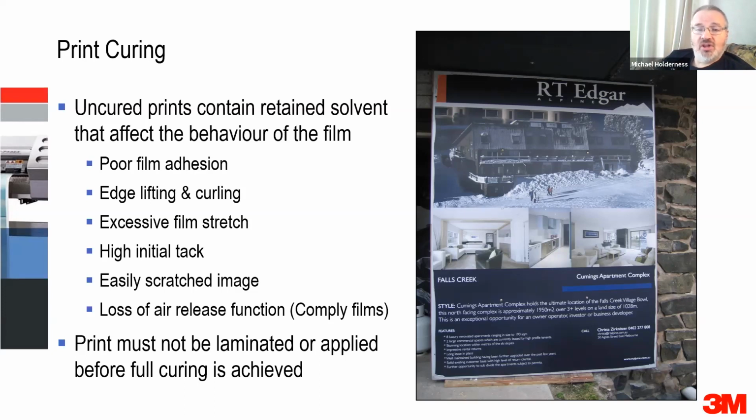You can see from this image, which is an Australian image from out in the snowy mountains, where this graphic was solvent printed and then applied straight away, and you can see how it's peeled up and curled around the edges. It would have been a nightmare for the people to apply. Usually that's what you'll see if you've got an undercured print.